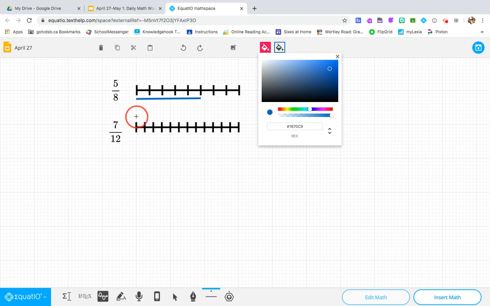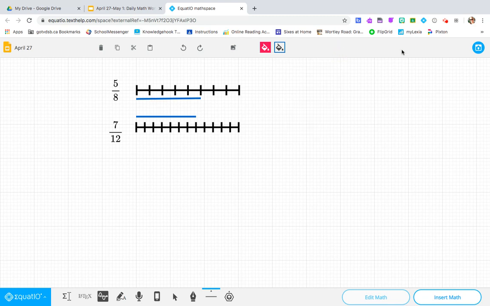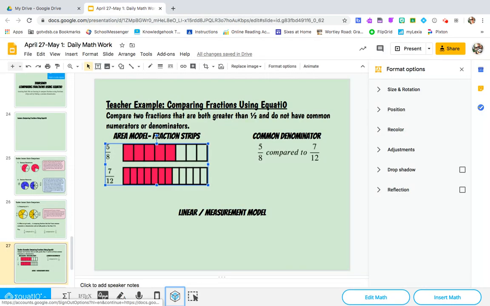We'll start at the 0 again and go up 1, 2, 3, 4, 5, 6, 7. And now we're able to compare those two line lengths and again see that 7/12 is shorter than 5/8 and is therefore smaller. Let's insert those into our workspace and move on to the last way to compare fractions.